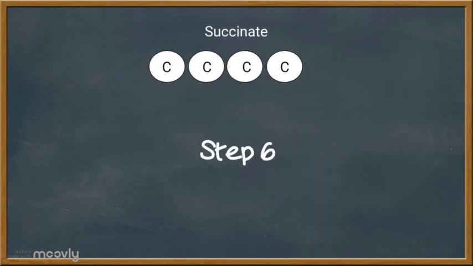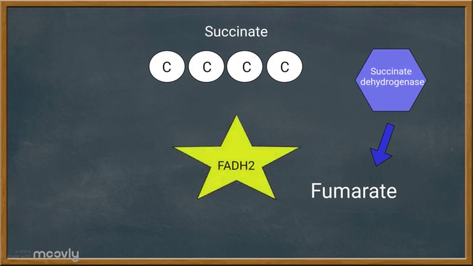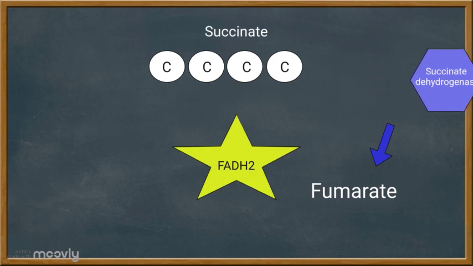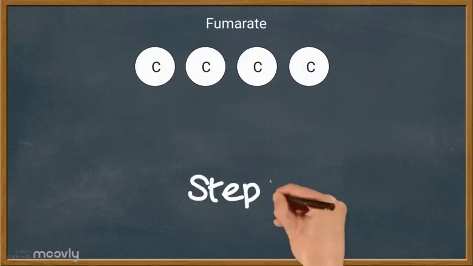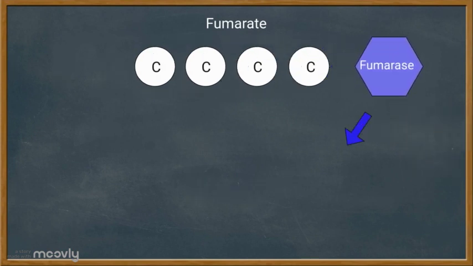Succinate is dehydrogenated using succinate dehydrogenase to produce fumarate, during which two hydrogen atoms are released, reducing FAD to FADH2, which is used later in the electron transport chain. Before the final step can be completed, fumarate must be hydrated, along with the assistance from fumarase to produce L-malate.